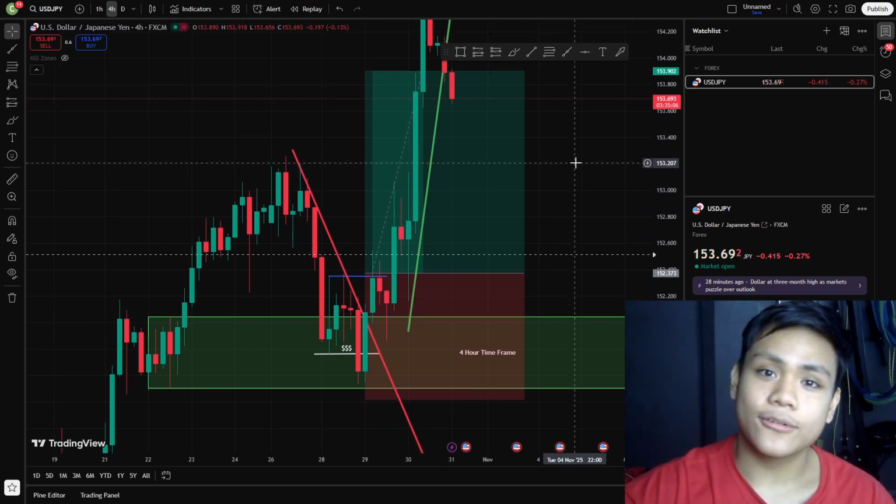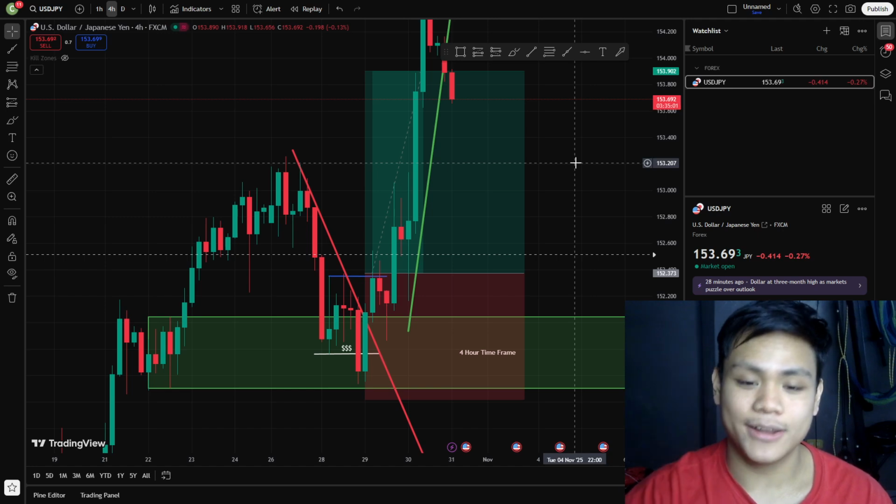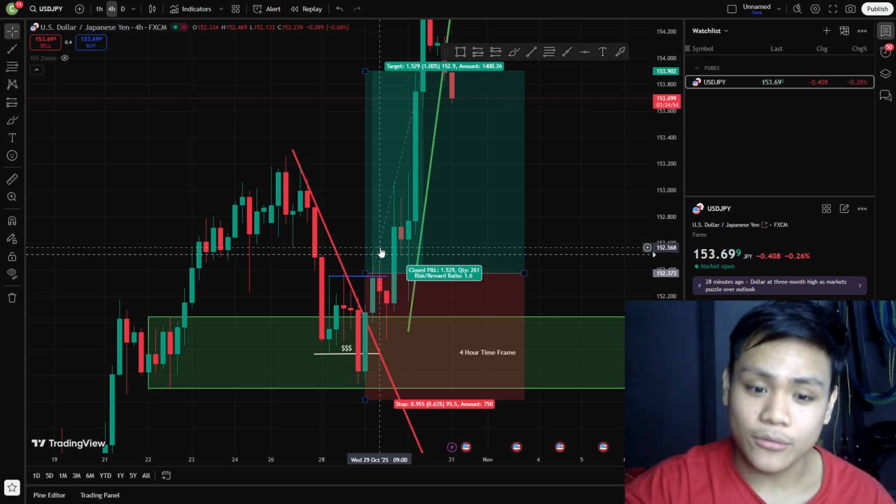By the way, MetaTrader 5 is actually more accurate than TradingView. So in MetaTrader 5, this actually broke. This part right here, it actually broke. So that's why I took a buy over there.